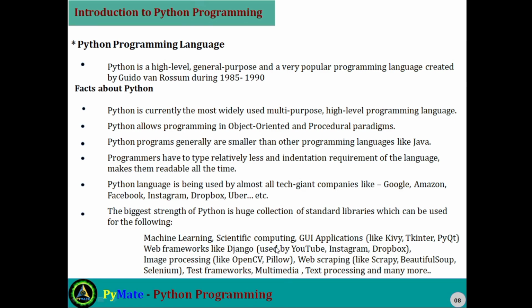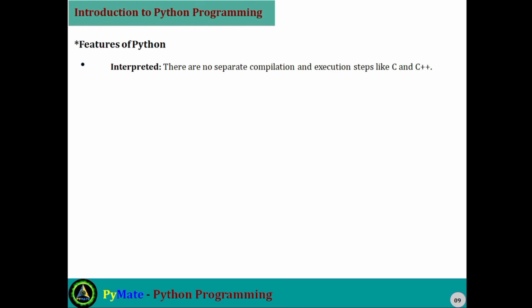And test frameworks, we use these for testing purposes. And multimedia and text processing and many more. Many applications and libraries are developed in Python because it is open source. First of all, because of its open source facility, so many libraries were developed and it became very popular within a short period of time.